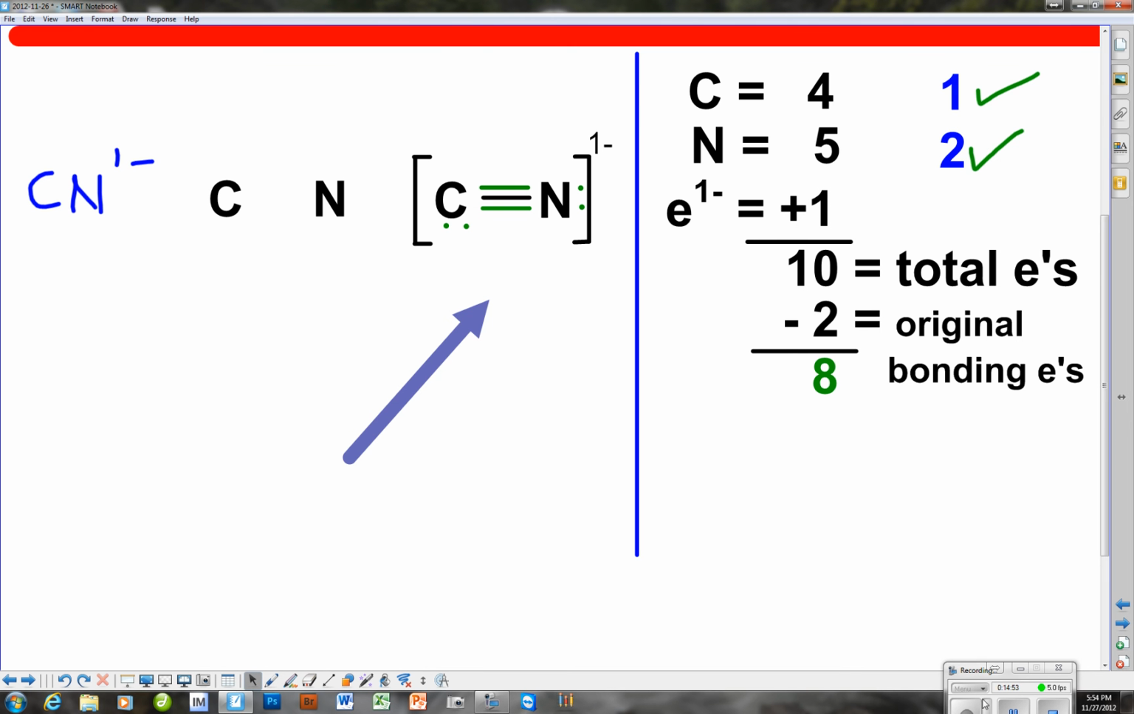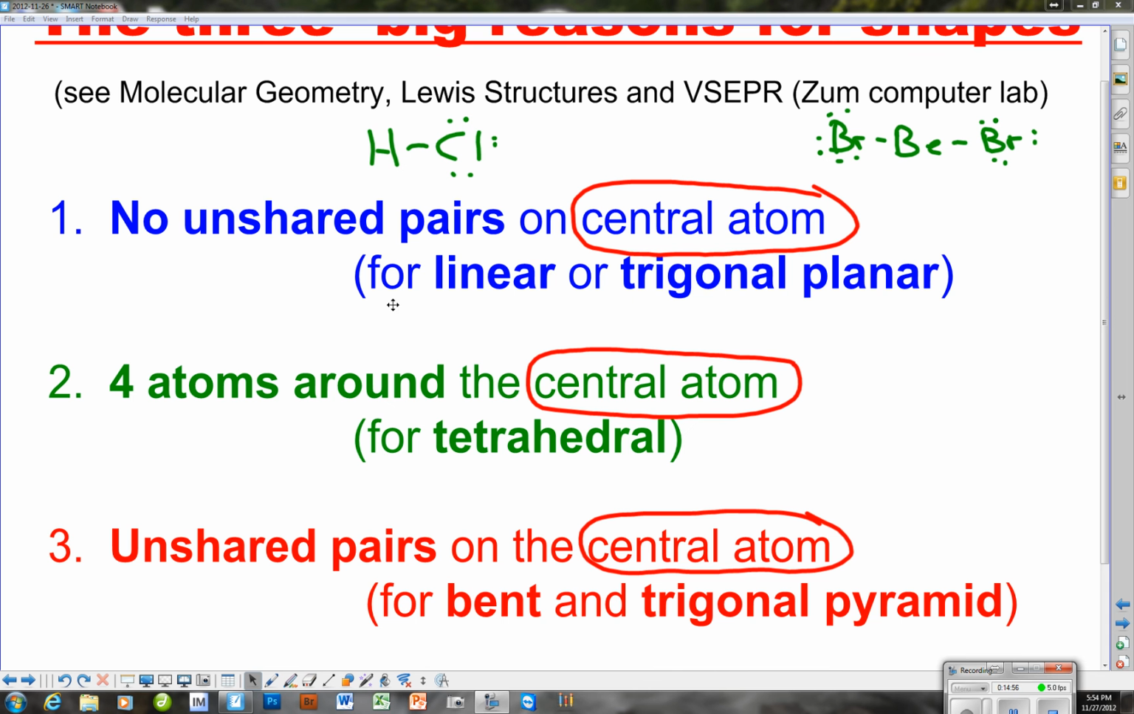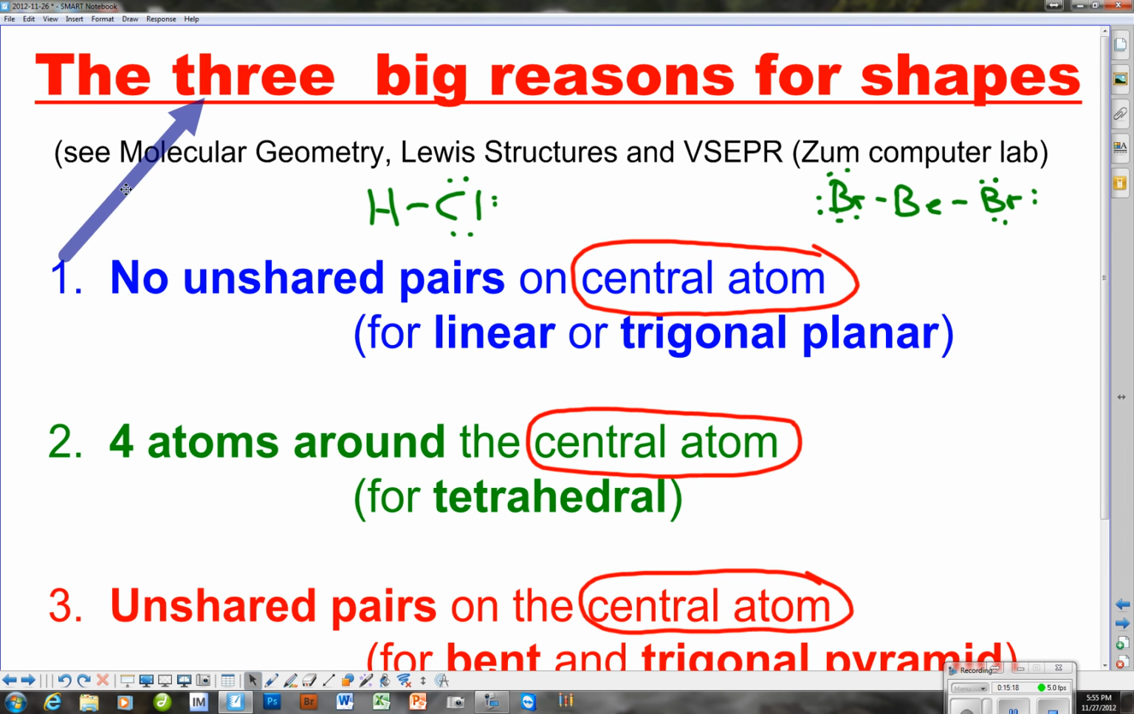Now here are the rules that are printed in my lab. They're also here to introduce my students to the rules that we're going to be using. No unshared pairs on the central atom. No unshared pairs on the central atom means exactly what it says, and we'll look at that right now. No unshared pairs on the central atom applies to linear and to trigonal planar.